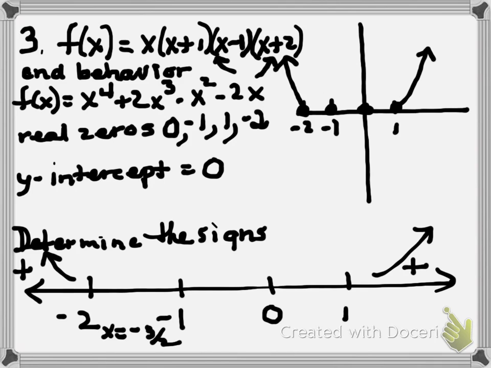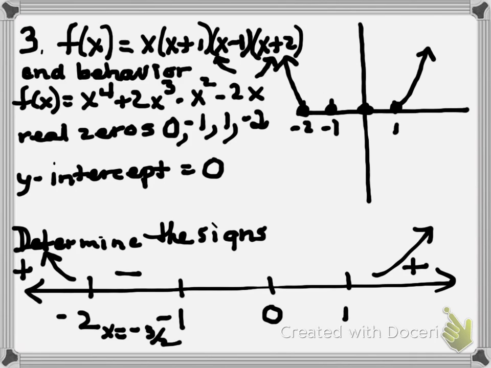Negative 3/2 plus 1 is negative. A negative 3/2 and negative 1 is negative. And a negative 3/2 plus 2 is positive. Negative times negative is positive, times a negative times a positive is going to make this region here negative.